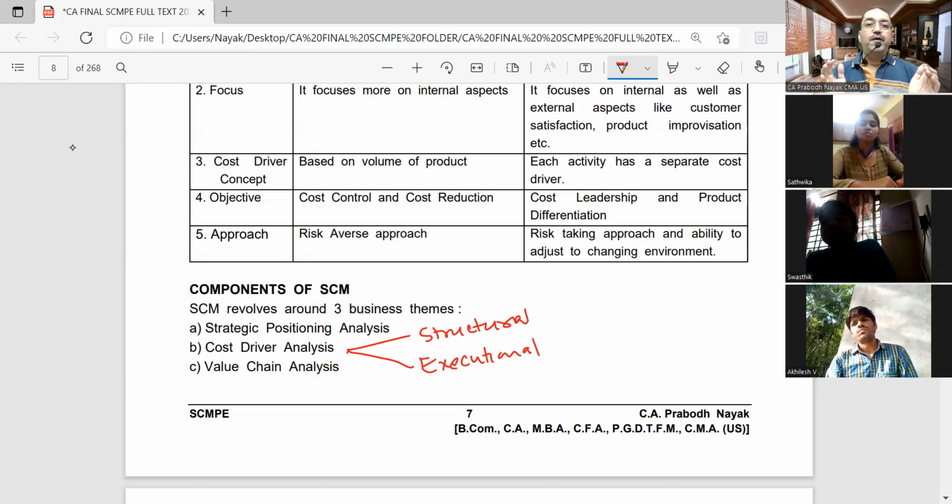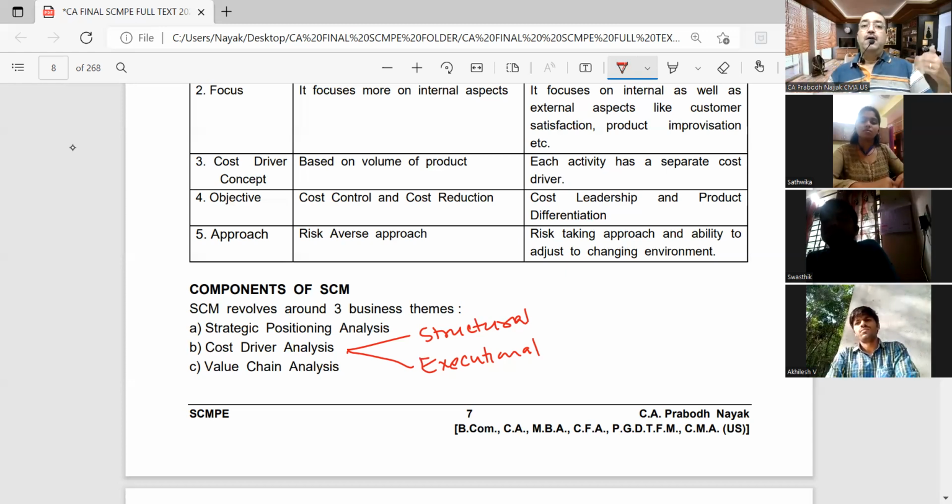Value chain analysis means that I first find out who are the participants in that value chain: who is my supplier, my production unit, and who is my customer. So three parts are there. And in these three parts, there are a lot of activities taking place.